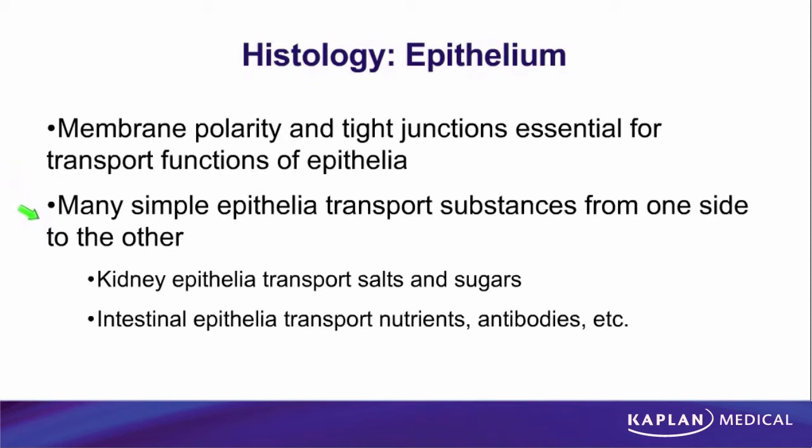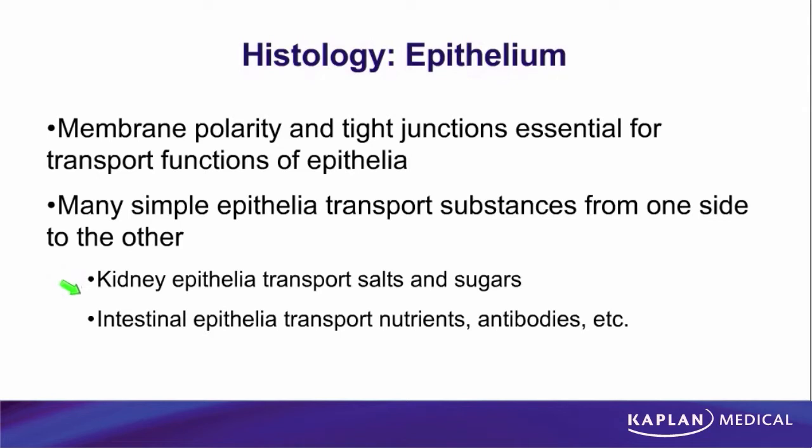The role of many epithelial cells is, as I said, transport of substances from one side of the cell to the other side of the cell. So, for example, if you have an epithelium lining a kidney tubule, then the function of that epithelial cell may be to transport substances from the space containing urine to the tissue space. Okay, the transport of salts or sugars across that epithelium.